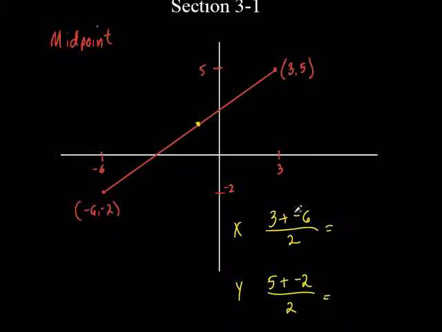And so let's do this. 3 plus negative 6, what's that? Negative 3, isn't it? Negative 3 over 2. And what is negative 3 over 2? Because we have to plot it on our graph. It's negative 1.5, isn't it?